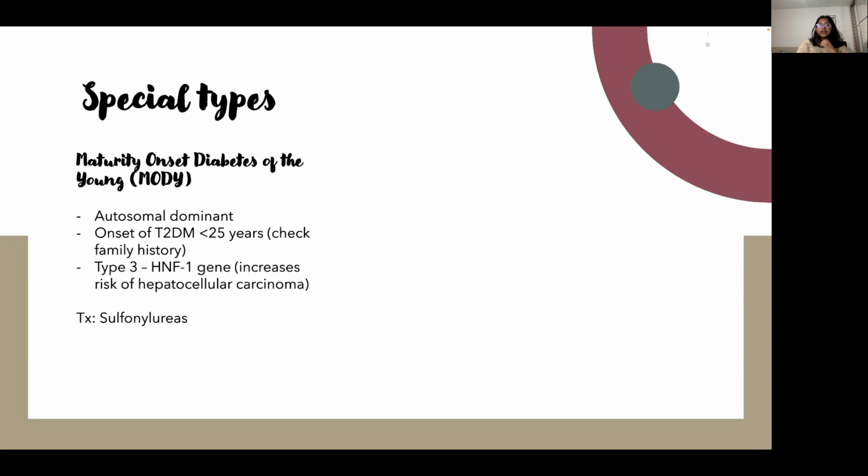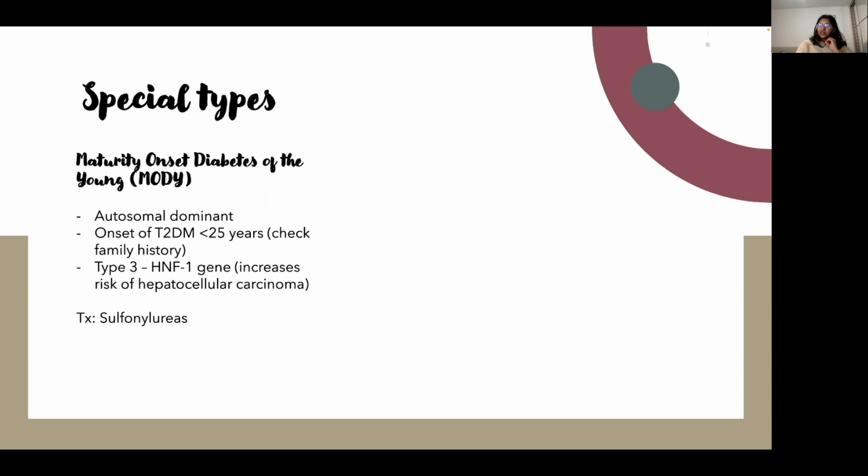You'll notice this in a young person that has features of type 2 diabetes, but they're less than 25 years old. They don't have the classic type 1 symptoms, or low C-peptide or the autoantibodies with that. Instead, by exclusion, they've got type 2 diabetes.